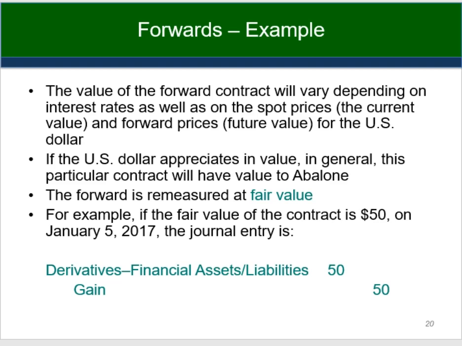So in this case, the forward is remeasured at its fair value at the time that the value changes. So for example, if the fair value of the contract is $50 on January 5th, 2017, you would record a journal entry to record an asset, a financial asset, $50, and a gain on value. So when you actually make the transaction, you will pay $1,150 for something that's worth presumably $1,200.